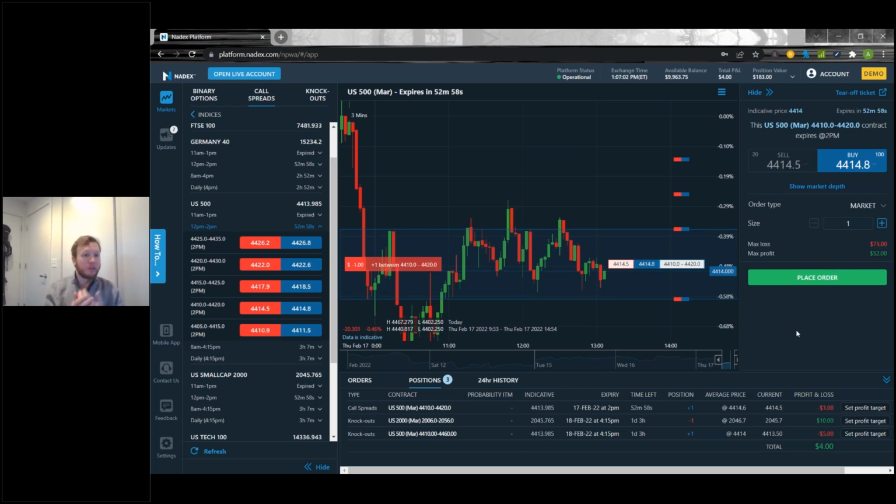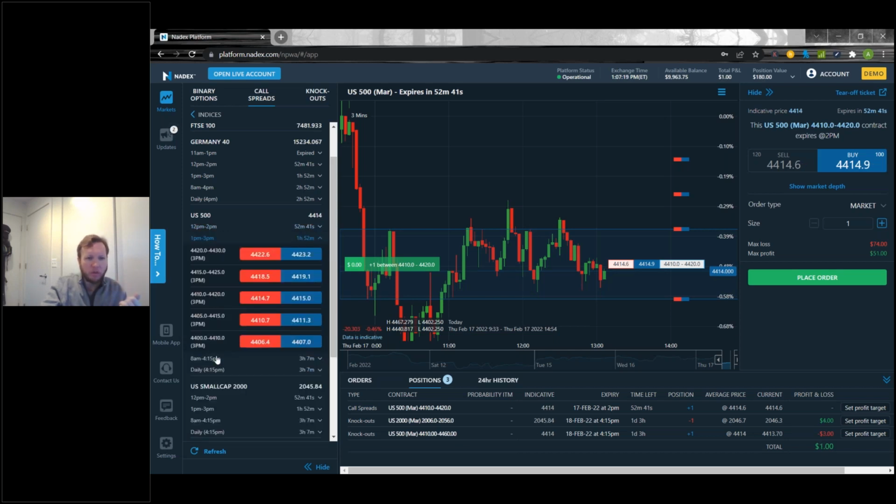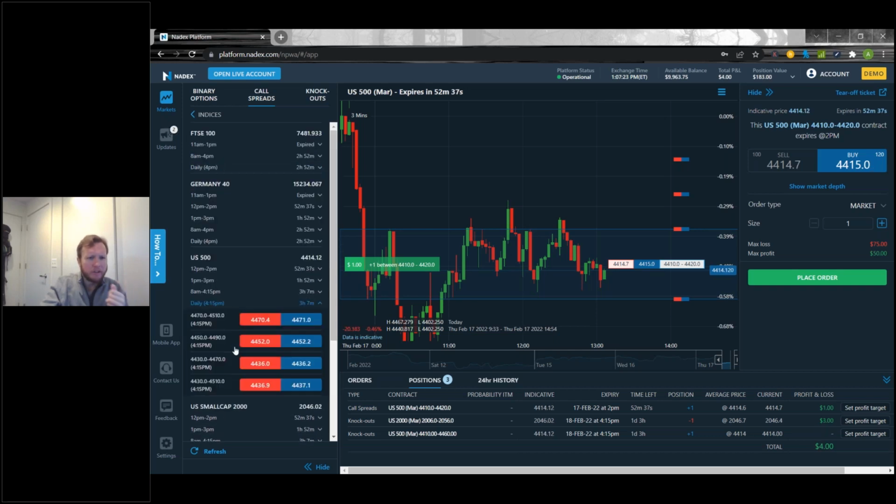While the call spreads have different expiration times. You can see here on the left-hand side we have these rotating 2-hour ones throughout the day. Actually, as we were talking, one of them expired and a new one came up. The 12 to 2 p.m. was the one we were looking at, and now we have a 1 to 3 p.m. And then we also have dailies as well for the call spread contracts.